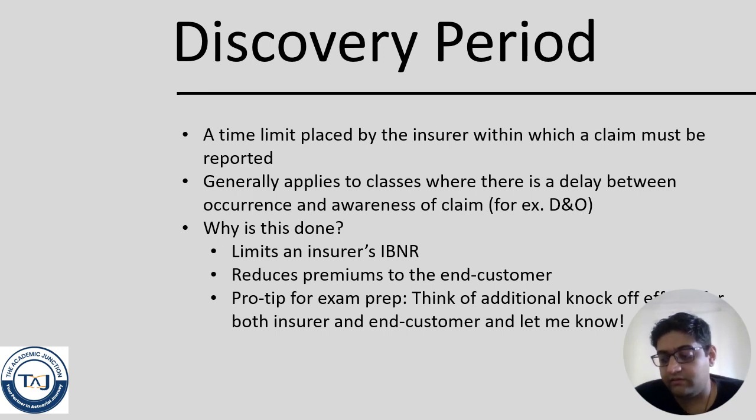Where the claim event could have happened in say 1980, and then you would not know that a claim had occurred until say 2000, right? Because of latent claim issues. Now, why is that done? It's done simply to limit an insurer's IBNR. If I have a discovery period, my IBNR is automatically limited. And when my IBNR becomes limited, it reduces the premium to the end customer. A pro tip for exam preparation would be to think of additional knock-on effects both insurers and customers can face because of having a discovery period, and let me know.